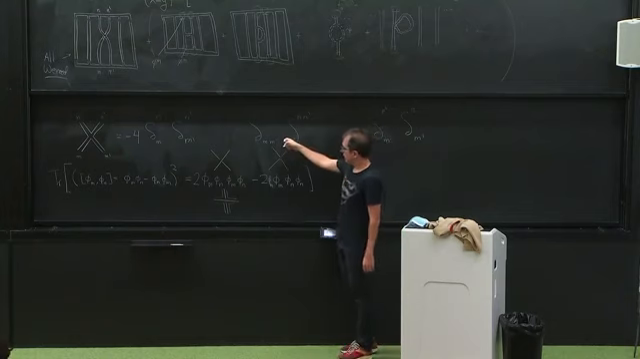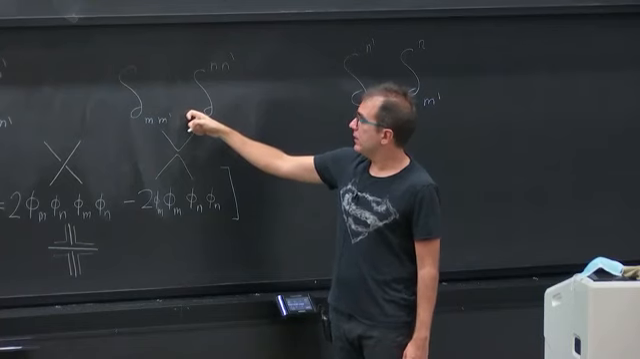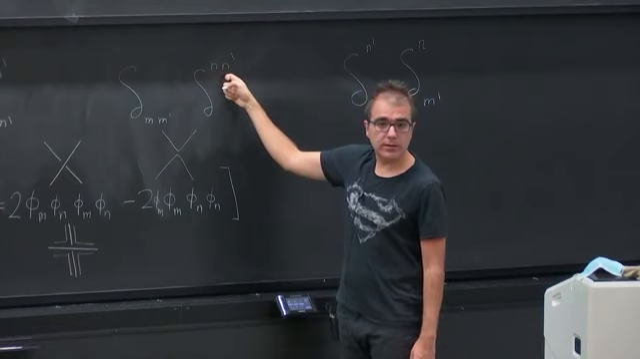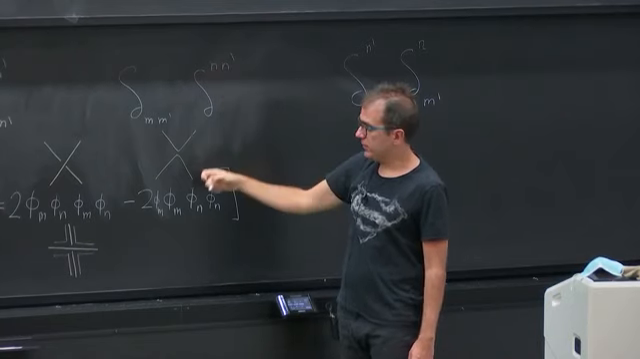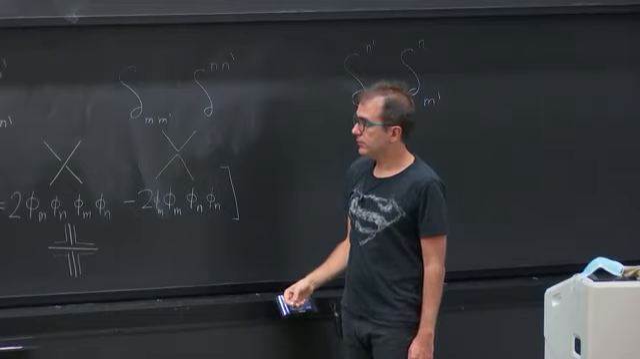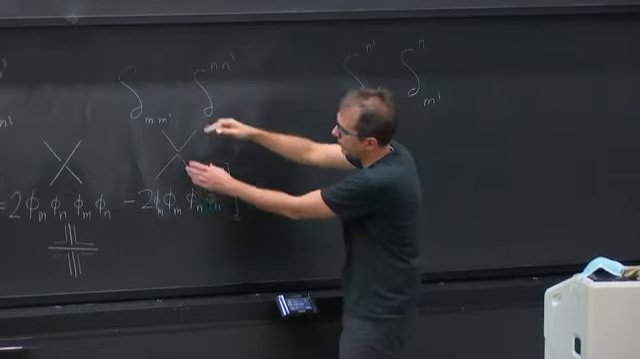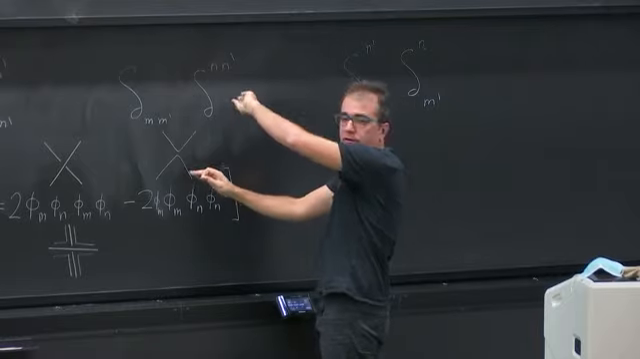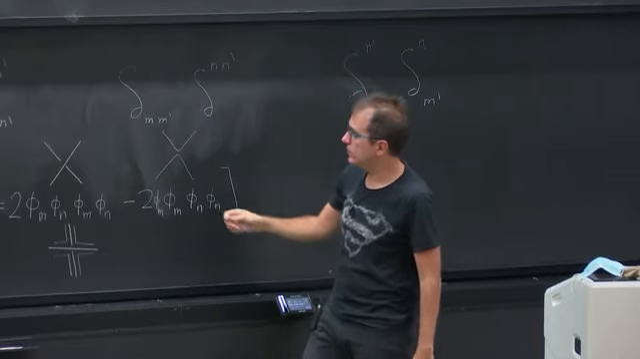What about this one? M goes with m prime and then goes to n prime. Should I use the first or the second? Second. Second as well. And again, I can connect the vertex like this or flip it around, which is the same thing, and connect it like that. So again, -4.